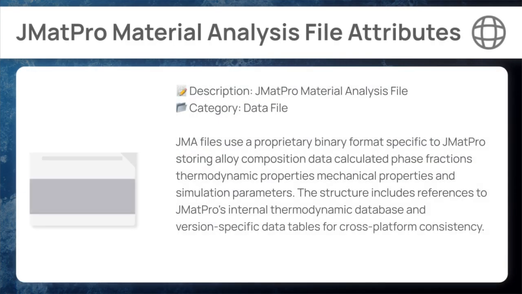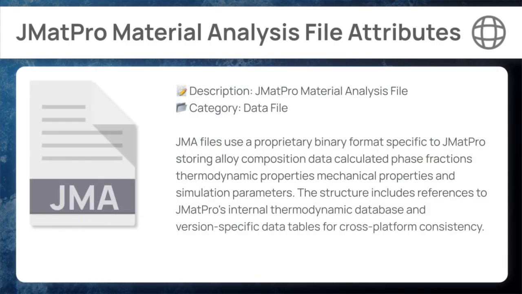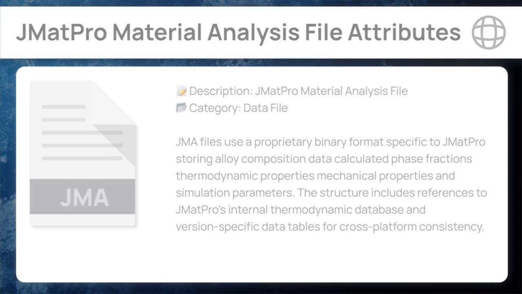JMA files use a proprietary binary format, specific to JMatPro, storing alloy composition data, calculated phase fractions, thermodynamic properties, mechanical properties, and simulation parameters. The structure includes references to JMatPro's internal thermodynamic database and version-specific data tables for cross-platform consistency.